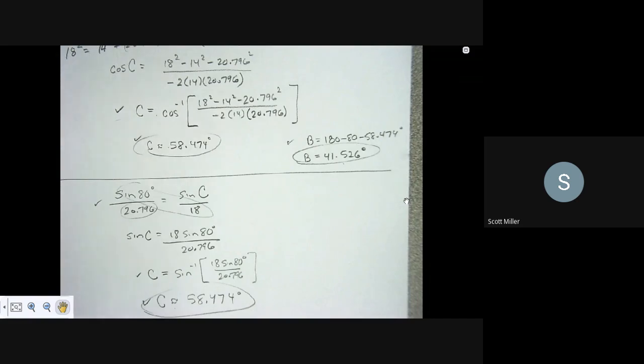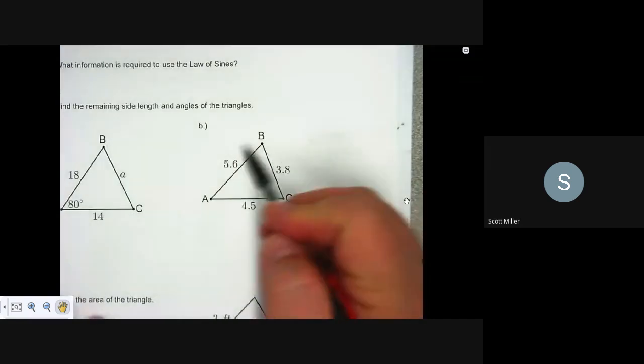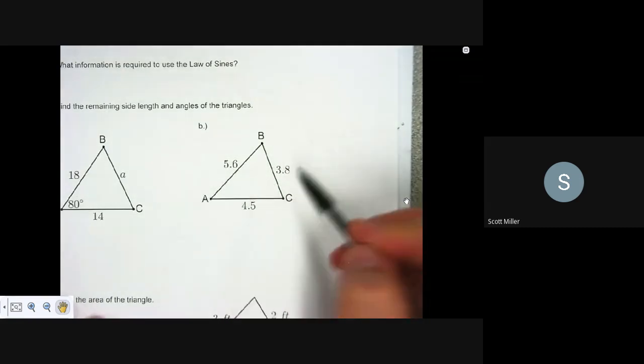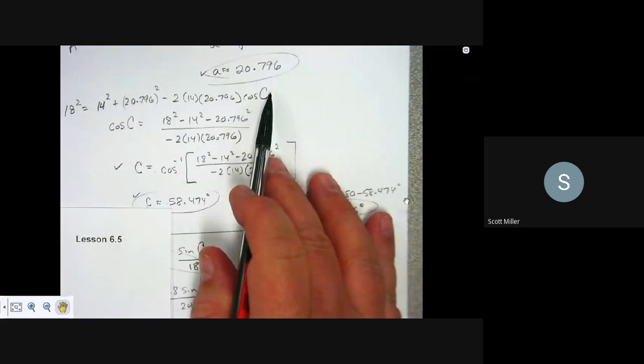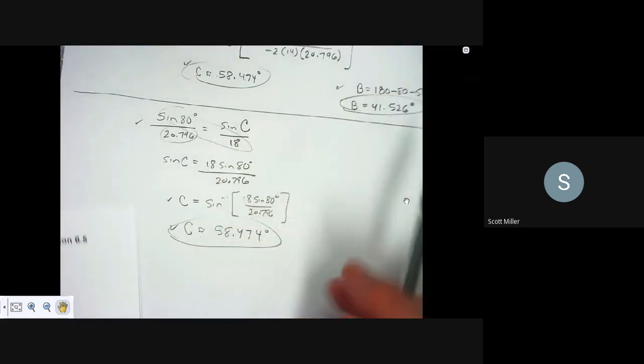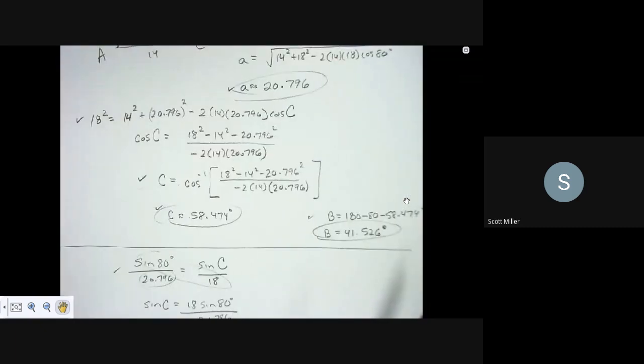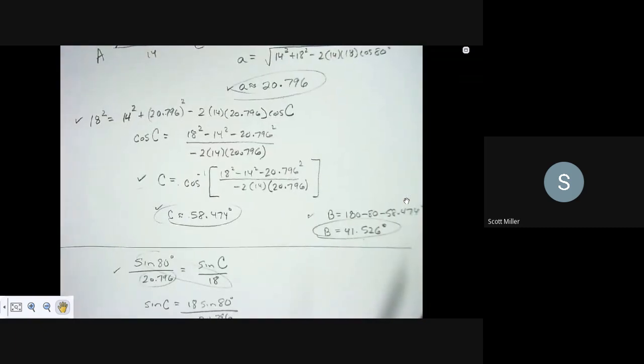The other question over here we'll do in class, this is where I give you all 3 sides. So this one right here is definitely going to be using the law of cosines to find the first angle. Once I have the first angle, I can then branch off and do law of sines for the other angle. Okay? But we'll do that one in class. The other thing we have to do is finding the area of a triangle. Okay? Under the law of cosines techniques.